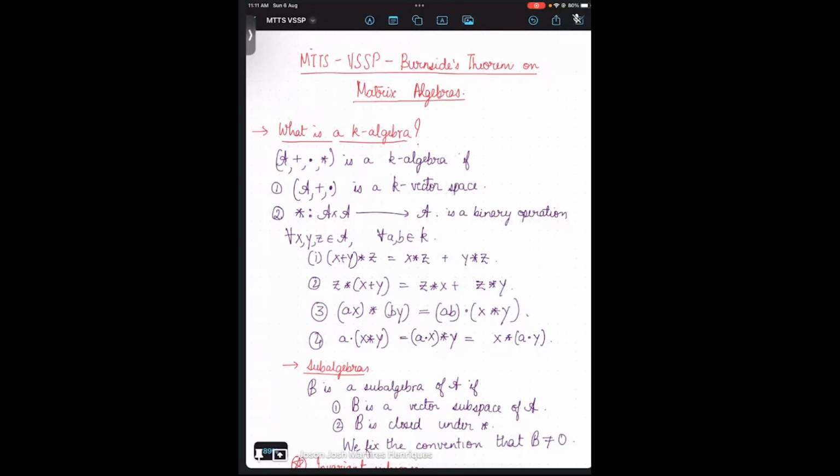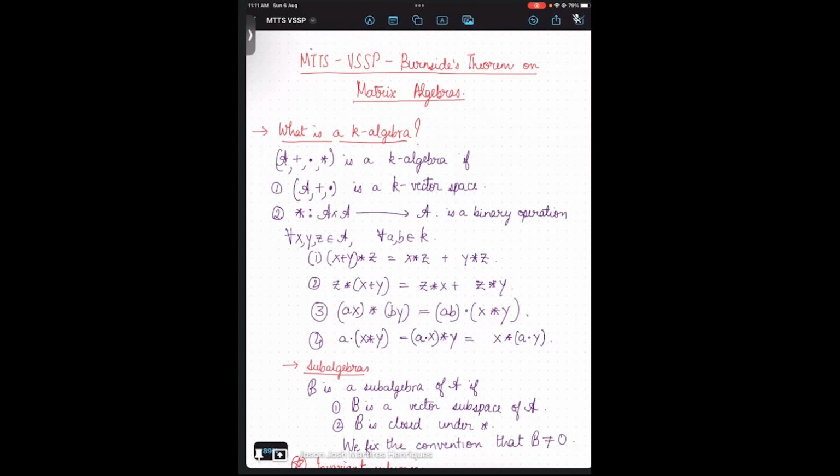But I think it would be good to have some examples of algebras in mind. The first algebra that one can think of is perhaps the ground field K itself. We know that any field over itself is a vector space. So the first condition is satisfied. That is, K with plus and dot would be a K vector space. And since it's a field, you also have an operation to multiply elements in it. So you also have another operation star, which behaves well with the other operation.